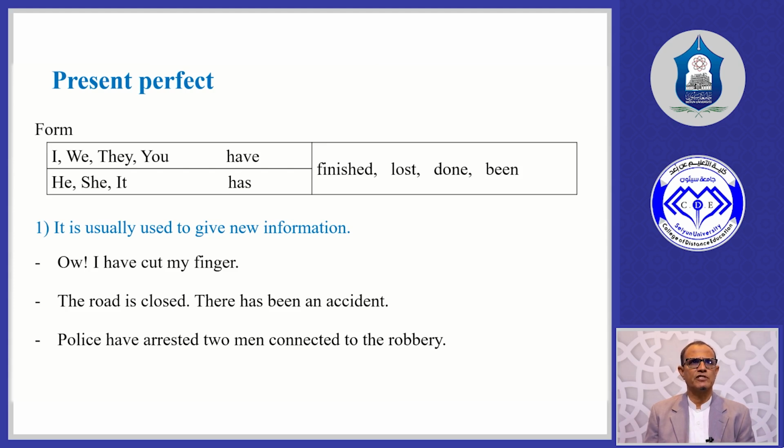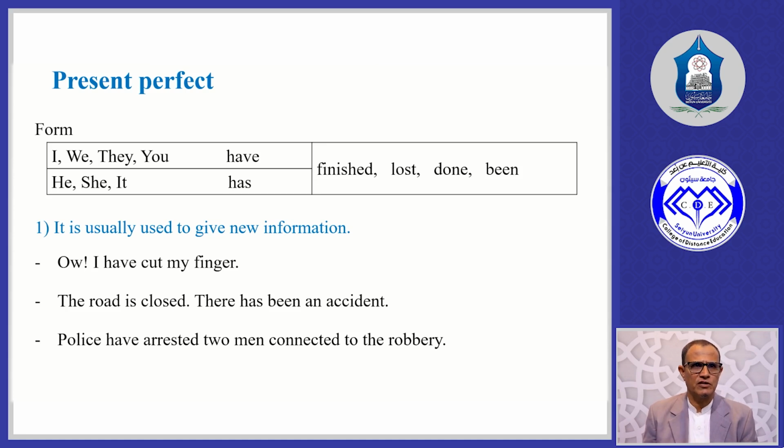So in the structure here we have, for example, I, we, they, and you, and you know that these pronouns and subjects are used with the verb to have, and we have he, she, and it, and singular nouns can be used with has, followed by a past participle. For example, you have finished, you have lost, you have done, and been. So a sentence in this form is called a sentence in the present perfect tense. When I say, for example, I have finished my work, I have done my work, I have lost my keys, these sentences are in the present perfect tense because they have have or has followed by the past participle.